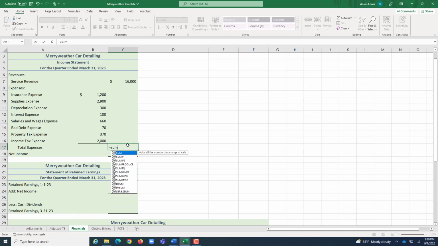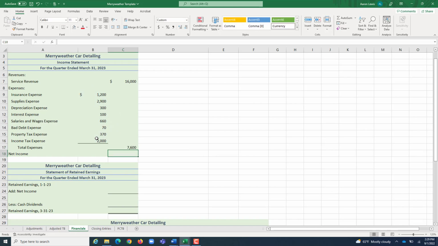Well, it's equal to the sum of all the numbers that we had right here. Our total expenses for the period are $7,600. And we know that our revenues minus our expenses equal our income. So for Meriwether Card Detailing, during the first quarter of the year, they made $8,400 in income. And we're going to need that amount for our statement of retained earnings.